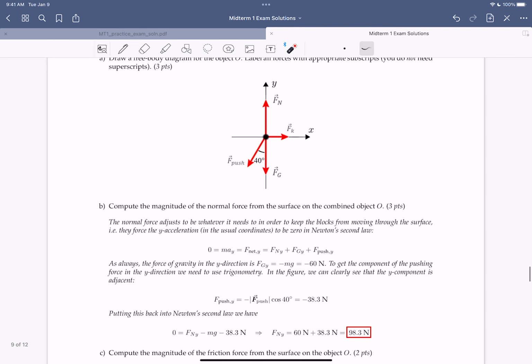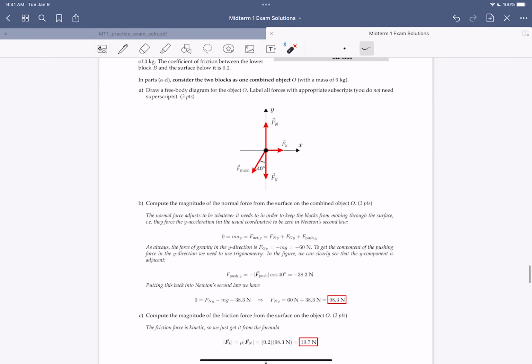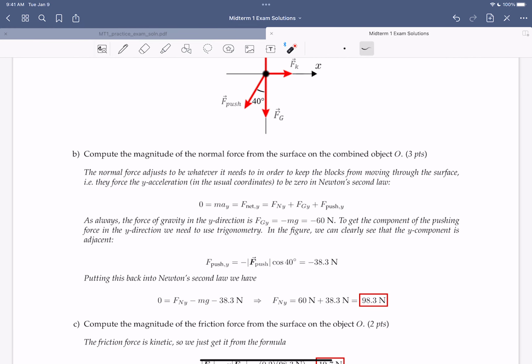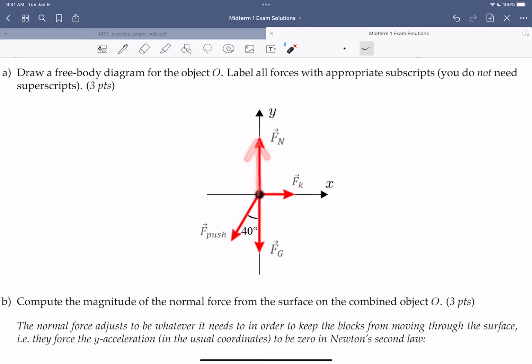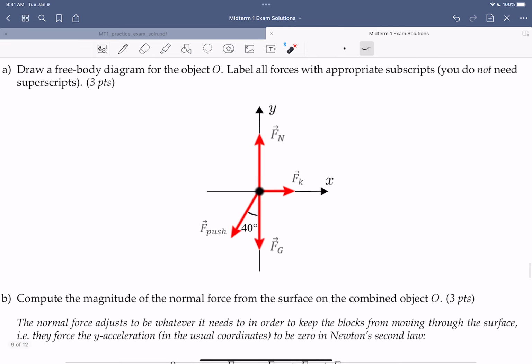Cool. Now, for computing the magnitude of the normal force from the surface on the combined object, the key thing I was talking about earlier is that this object is not sinking, it's not levitating, so we should have an F net Y of 0. So the forces that are going to be factored in here are the normal force of the combined system, Fg of the combined system, so this Fg should be factoring in both weights of both blocks, and then we have F push Y as well.